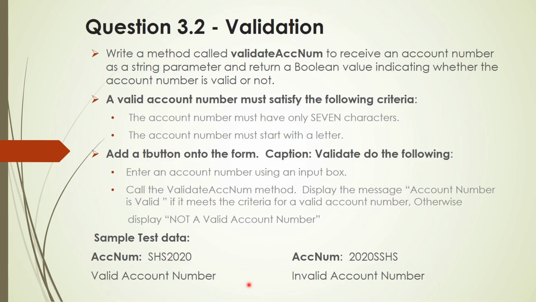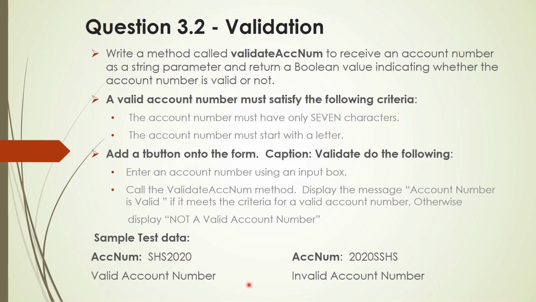Write a method called validate account number to receive an account number as a string parameter and return a Boolean value indicating whether the account number is valid or not. So again, you're going to be writing a method called validate account number. You bring in a string value as a parameter, and the function will return a Boolean value.